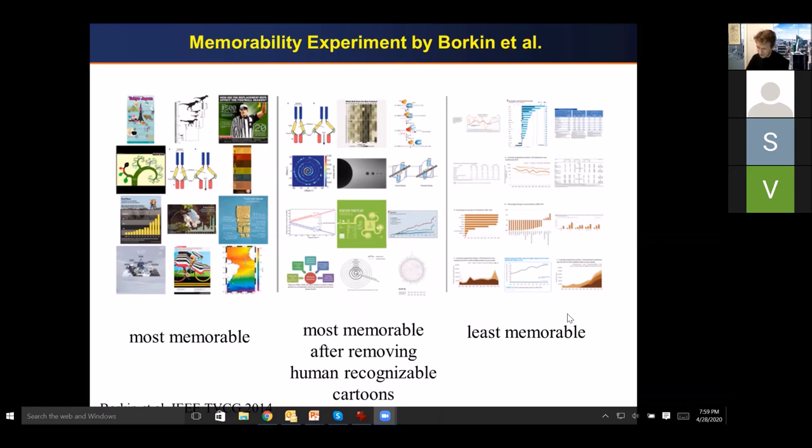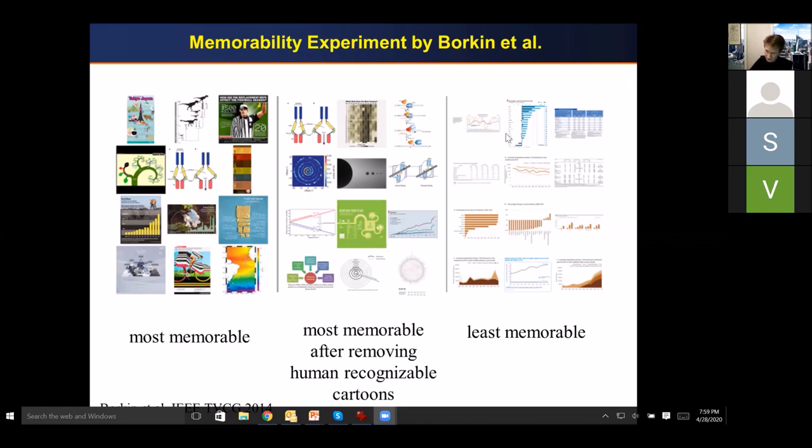That's why this lady with the leg pointing up was easily remembered, because it had a human recognizable object in it. But it was misleading because it pointed up, so you would think the trend was going up and not down. So anyway, this is an interesting study. I really like this paper a lot. It's really insightful.